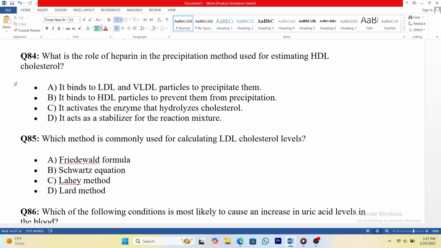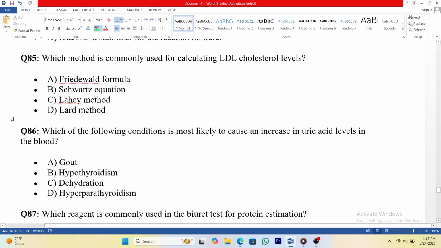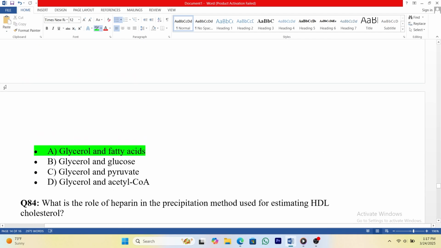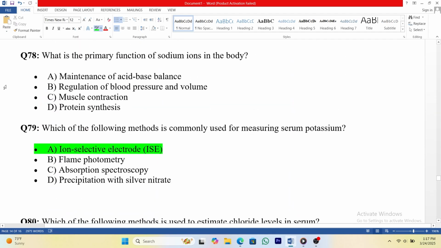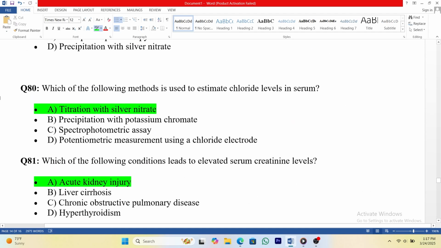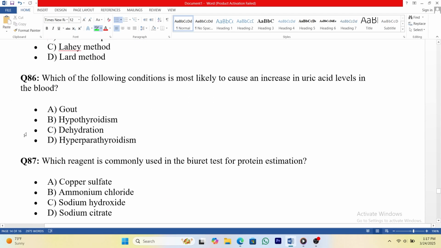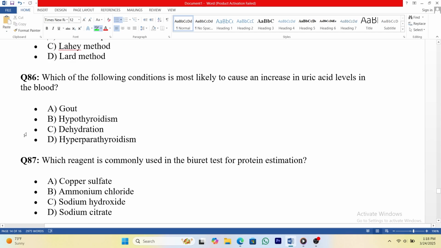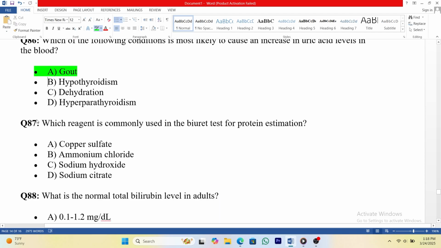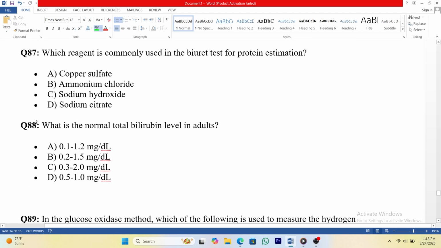Answer: A. 85. Which method is commonly used for calculating LDL cholesterol levels? A. Friedewald formula. B. Schwartz equation. C. Lahey method. D. Lard method. Answer: A. 86. Which of the following conditions is most likely to cause an increase in uric acid levels in the blood? A. Gout. B. Hypothyroidism. C. Dehydration. D. Hyperparathyroidism.